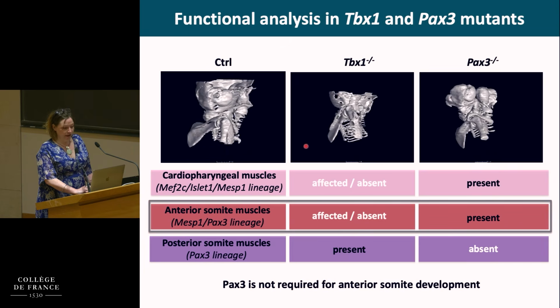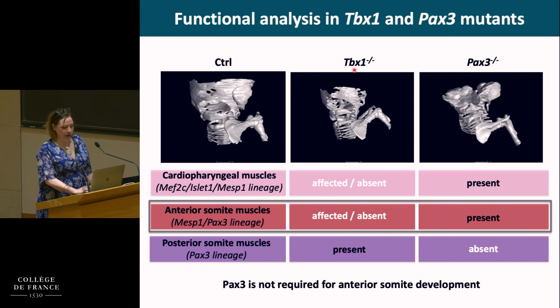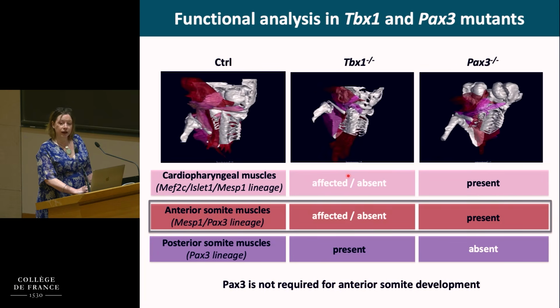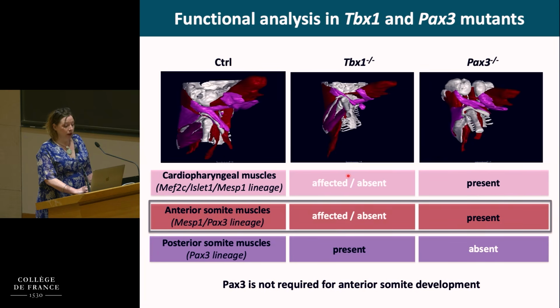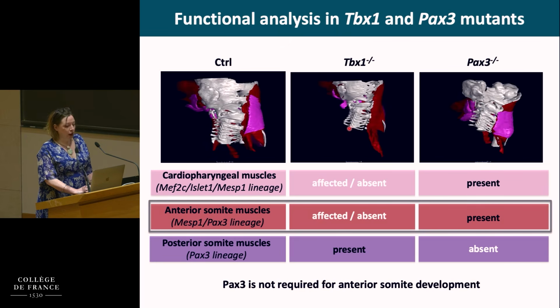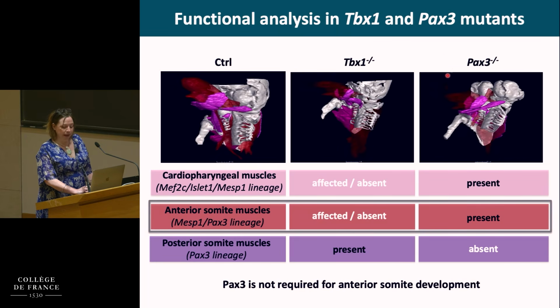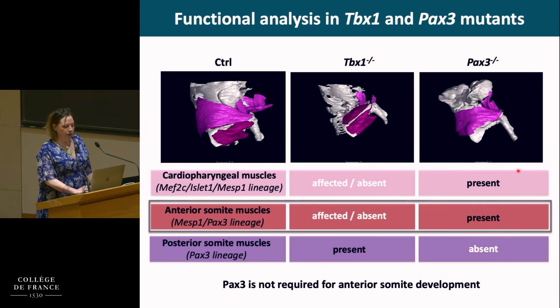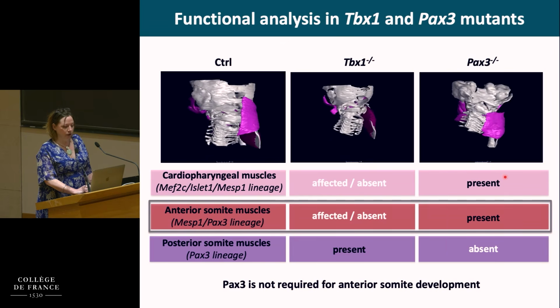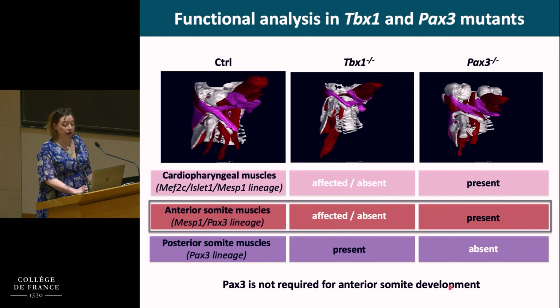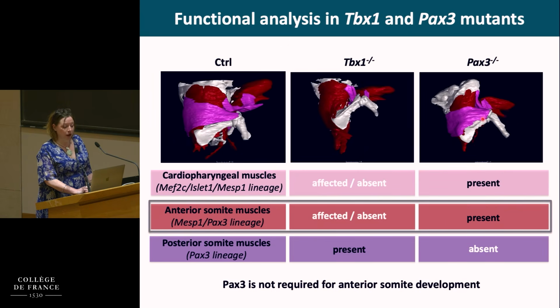And as expected, if you delete TBX1, the cardiopharyngeal muscles are affected, but the pectoral muscles are present. On the contrary, if you delete PAC3, the head muscles of cardiopharyngeal mesoderm origin are present, but pectoral muscles are absent.